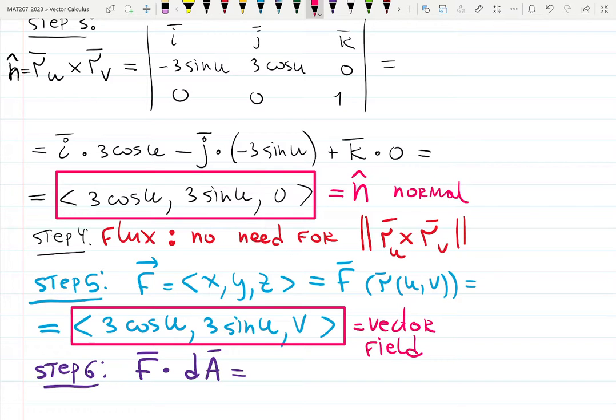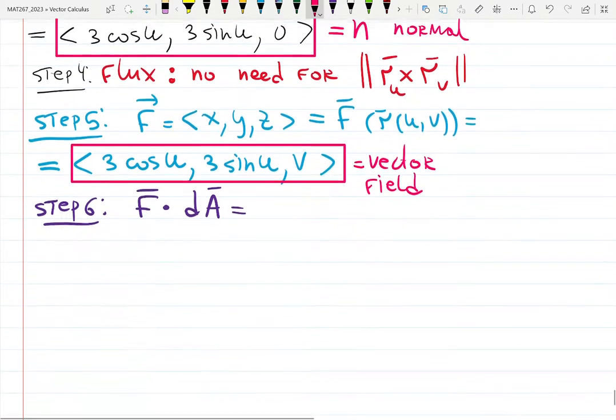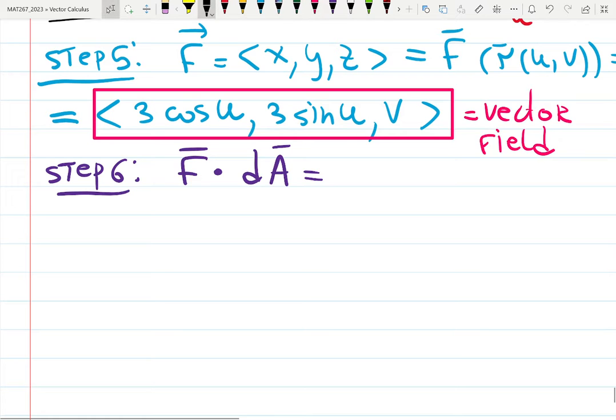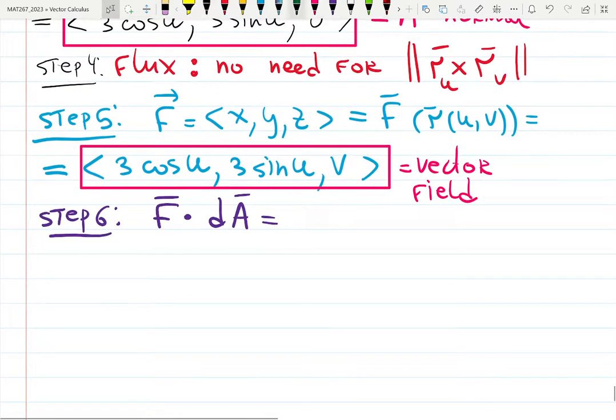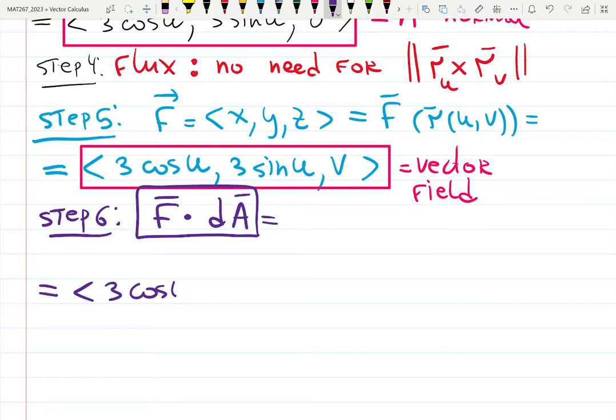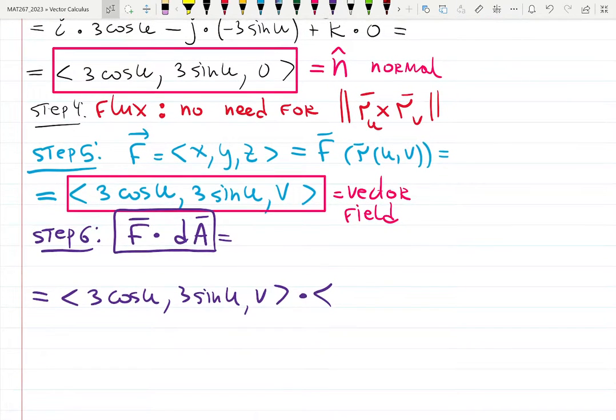So they say that we want to find the flux of that vector field. So how much is going out? Before we do that, let me rewrite the idea. We're going to multiply these two vectors. F is 3 cosine u, 3 sine u, and v. I would not even rewrite it, I would just multiply right away because that's too much writing. And the other one is 3 cosine u, 3 sine u, and 0. 0, that's nice. I like zeros.